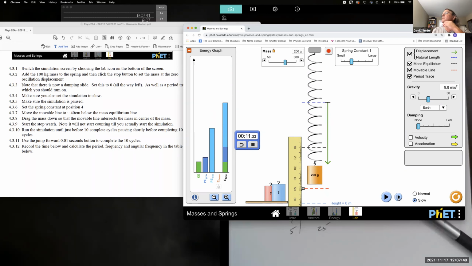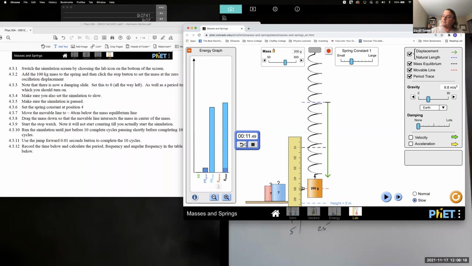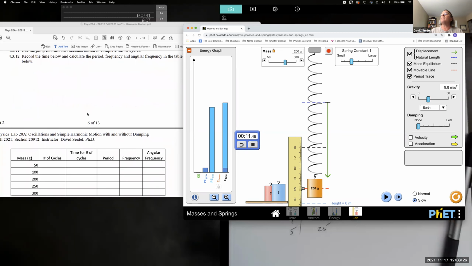And I can move this with this guy, in small increments. Notice it's 11.33, 11.34, 11.35, 11.36, 11.37, up to 11.48. 11.48 is the time for 10 periods with a 200 gram mass.